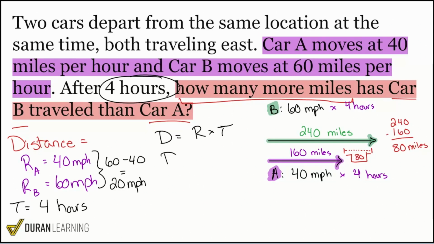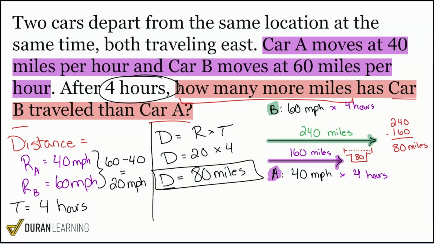Throw in the actual rate, which is 20. Let me just mark that off. Times time, which is 4. Everybody, what's 20 times 4? Hardest part of the day. 20 times 4 gives me 80. And there we are. 80 miles, and we are good. Now take a look. We got the same answer in arguably half the time or less, I would say.